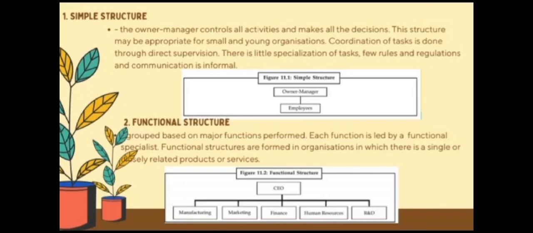Number 2, functional structure. Group based on major function performed. Each function is led by a functional specialist. Functional structures are formed in organizations in which there is a single or closely related product or service. In figure 2, in a functional structure, there is a CEO. It includes manufacturing, marketing, finance, human resources, and R&D, or research and development.